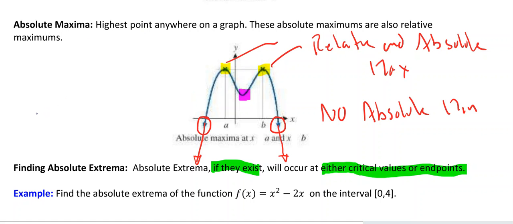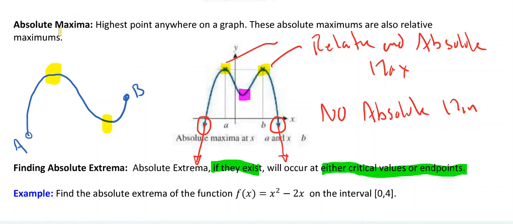So here we have another graph with a couple twists and turns in it, and it goes from point A to point B. And right here, we have a relative maximum. And right here, we have a relative minimum. Now, what is the absolute maximum? Well, the absolute maximum is also right here. There is no higher point on this graph than at the relative maximum. So the absolute maximum is the same as the relative maximum, which means that it is at a critical value.